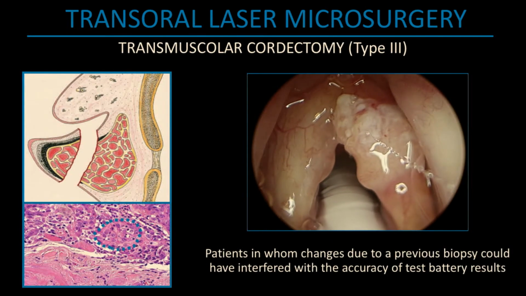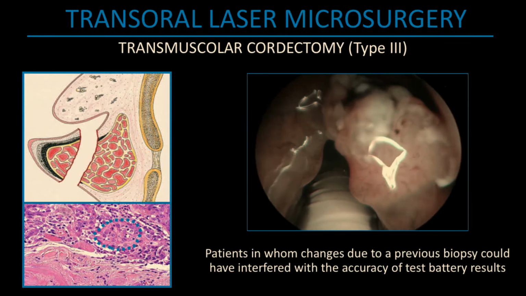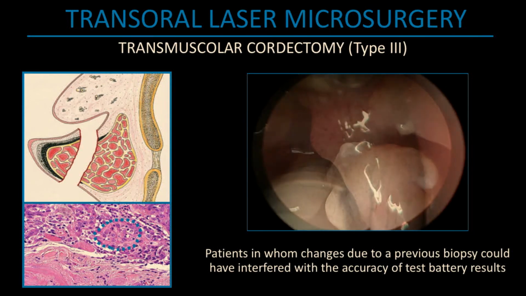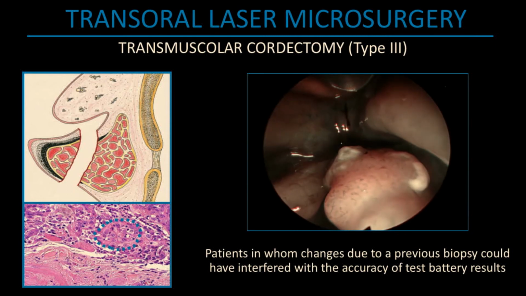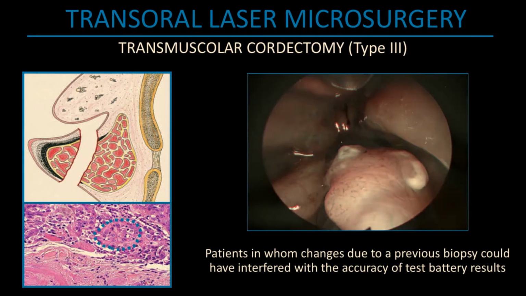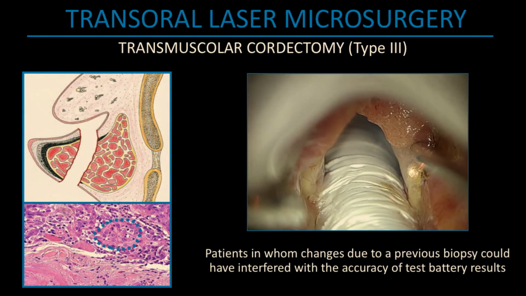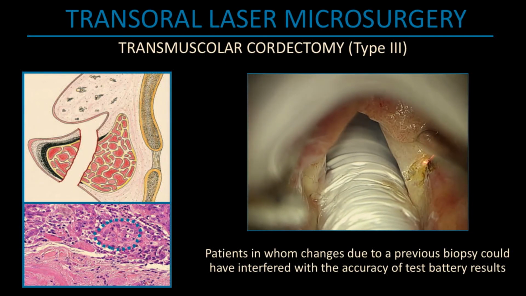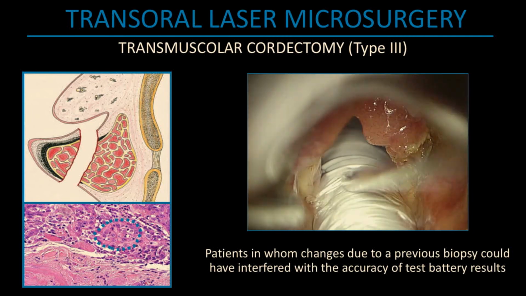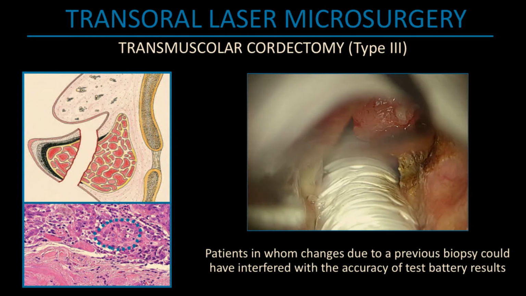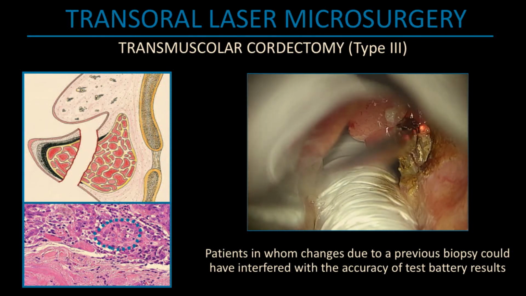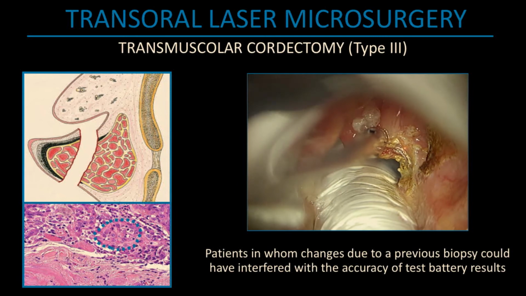And finally, the transmuscular chordectomy, just in case in patient already biopsied. In this case, you are obliged to perform a deeper resection because you miss all information coming from the routine workup. So the same concept, but again, you go a little deeper. So you remove also a part, a medial portion of the vocal muscle.